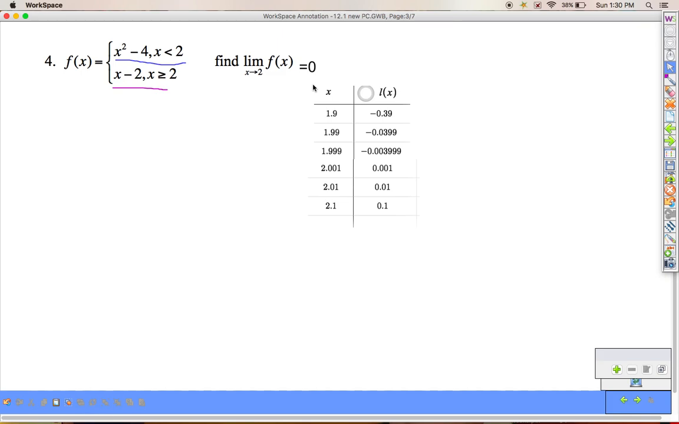All right, so I'm making a table. These are the steps. We're going to be off by 0.001, off by 0.01, and off by 0.1. You plug these numbers into the function, look at the table, and figure out what's going on with your y values. Are they approaching a single value? If they are, that value is the limit.